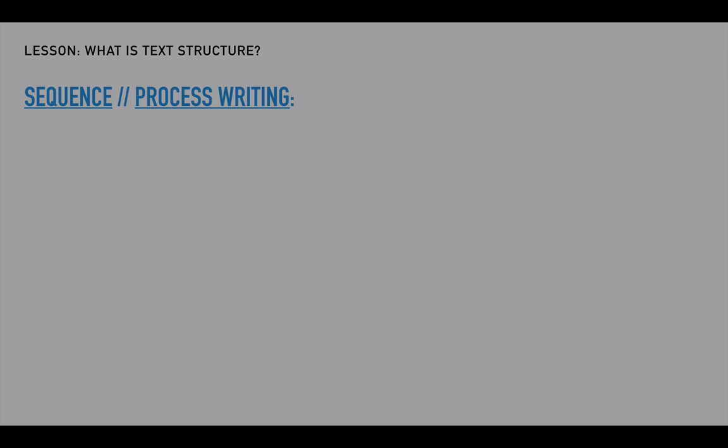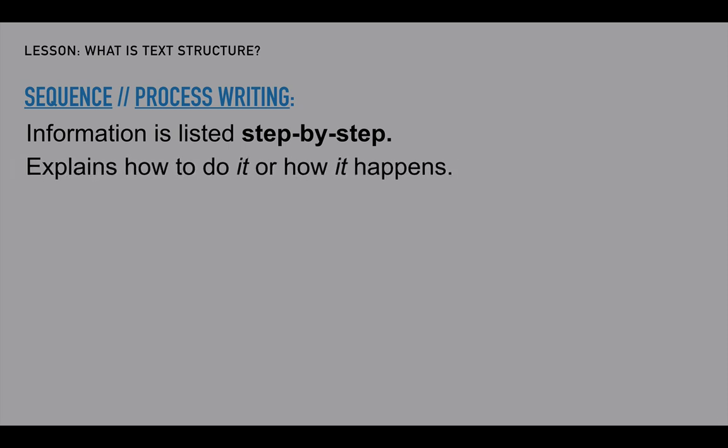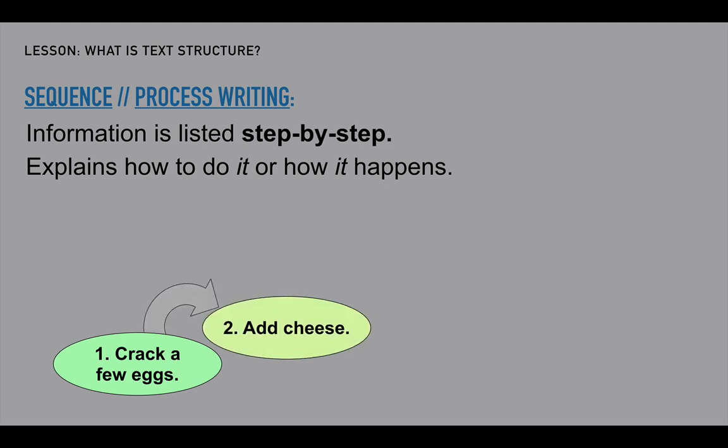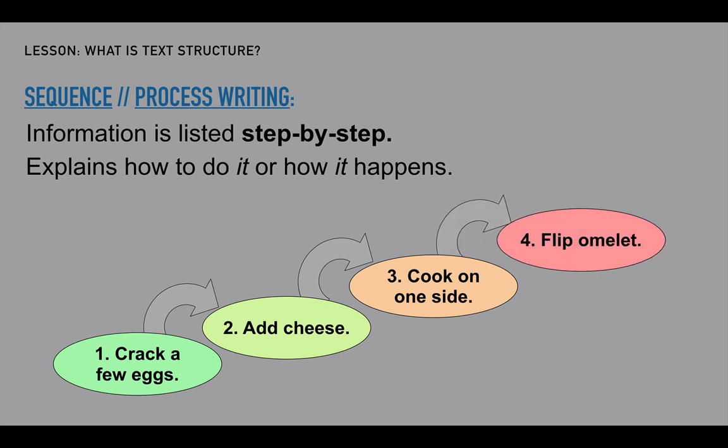Sequence and process writing is another way to organize your text. And that is when information is listed step by step. You're going to get that with how-tos, just like we have here. Step by step, I'm going through certain text structures that you will need to know. It explains how to do it or how it happens. For instance, step 1, crack a few eggs. Step 2, add cheese. Step 3, cook on one side. Step 4, flip omelet. Now obviously this step-by-step process would go further and further until the process is finally complete, but here you see a sequence or a process of writing step by step.